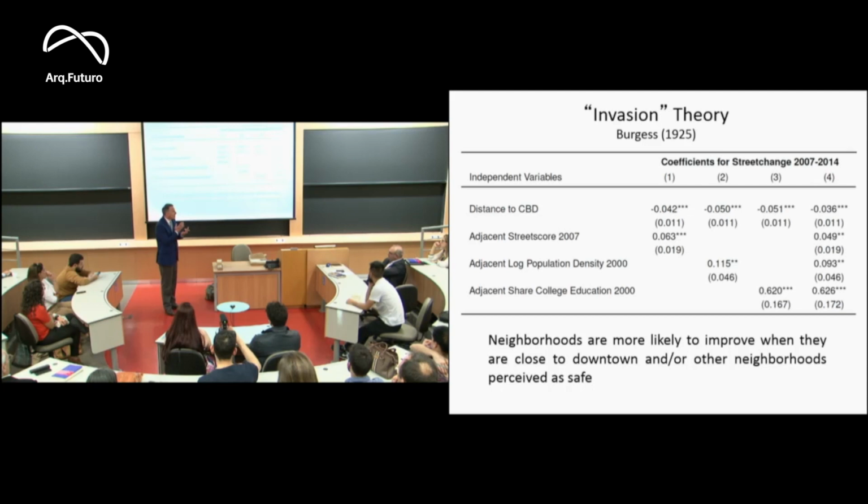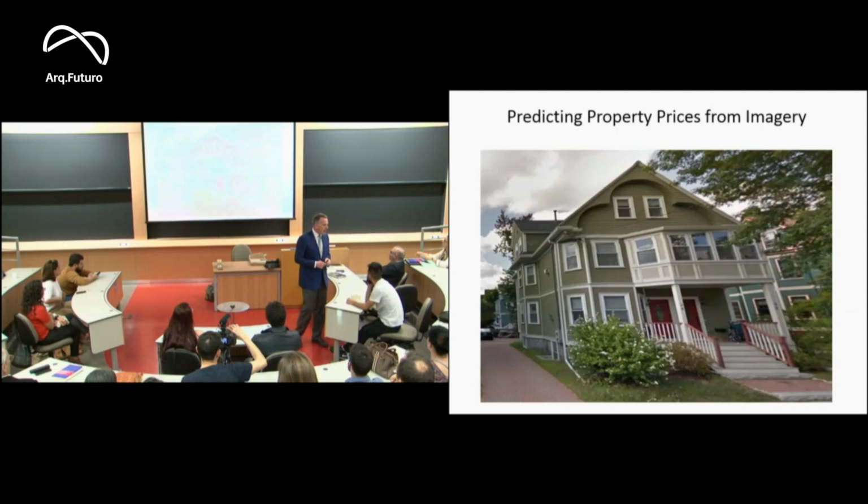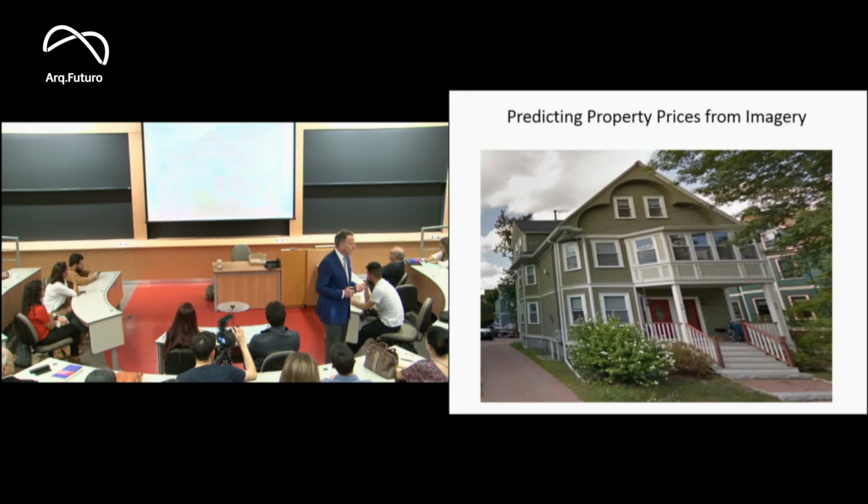I'm an economist. Measuring perceived safety was not what I thought my job was, although it's certainly interesting to see. What else can we do with this? The most practical thing you can do with this is predicting property values. There are different reasons why you might think about this. If you were just an ordinary consumer of housing, you might want to say, here's what my house looks like, tell me what it's worth.